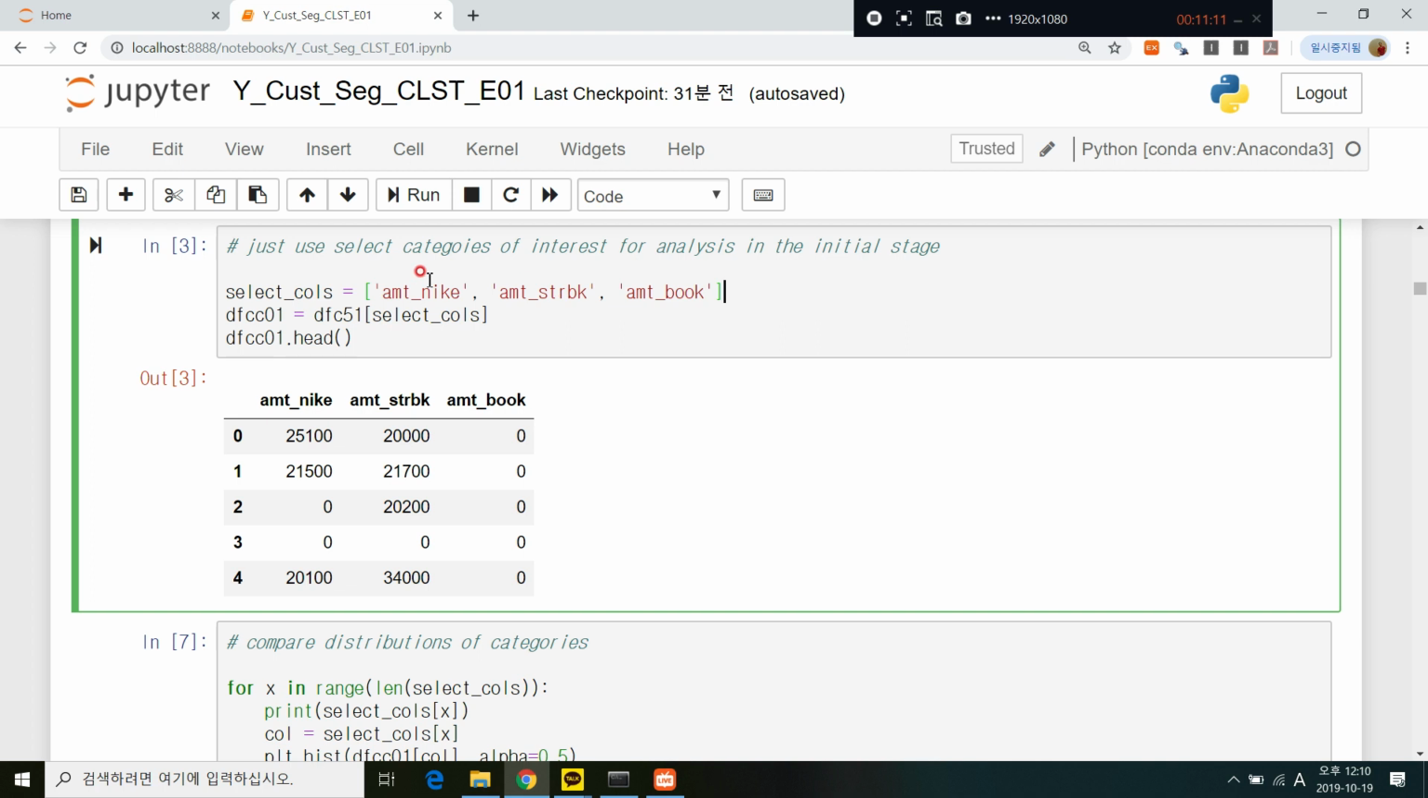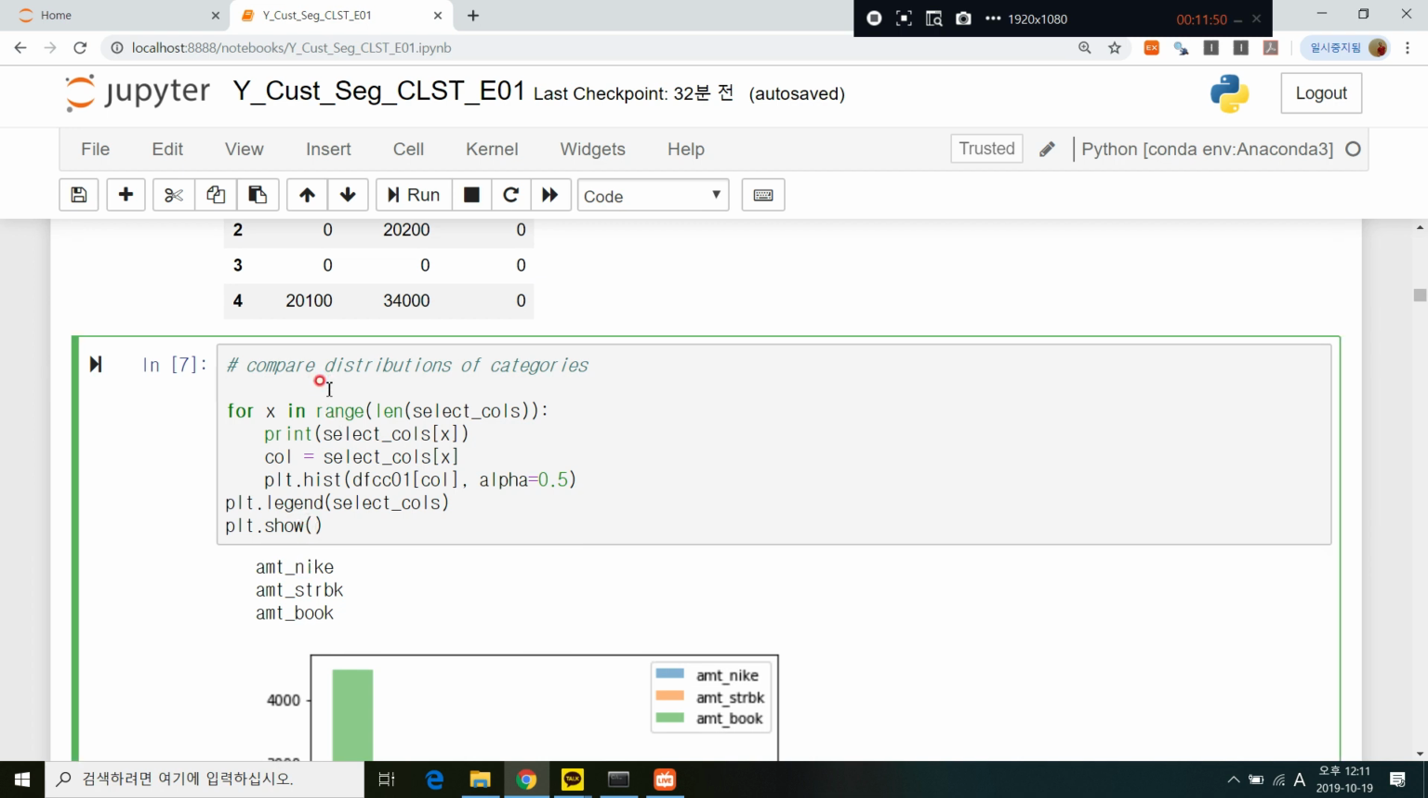Let's just focus on a very limited number of categories: Nike, Starbucks, and books. We have only 3 columns as features and dimensions, candidate inputs for customer segmentation in the initial stage. Maybe you might change this later on to expand your analysis.